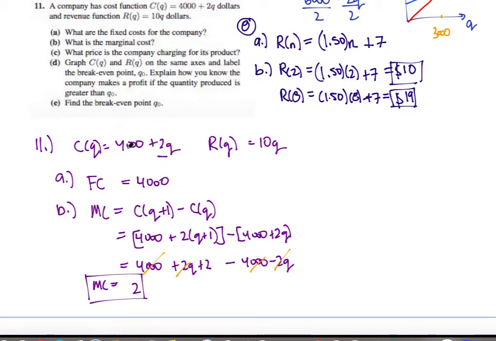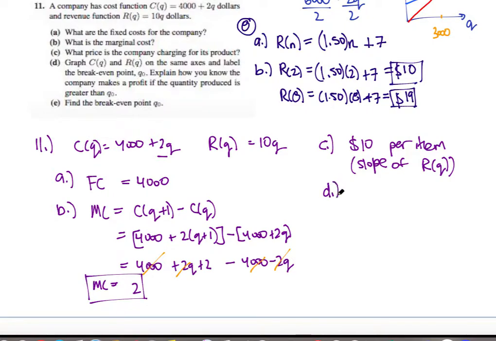For C, it's asking you to interpret the revenue function. So what price is the company charging for its product? Well, it appears that for our revenue function that has a slope of 10, it is charging $10 per item. And again, that is from the slope of my revenue function.